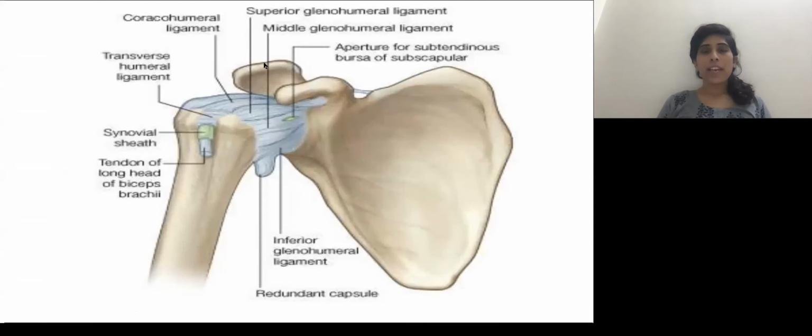We have the ligaments, that is the glenohumeral ligament and the coracohumeral ligament. Then we have capsules, and as it is a synovial type of joint, we have the synovial sheath. Okay, so superior glenohumeral ligament, middle glenohumeral ligament, inferior glenohumeral ligament, then we have the coracohumeral ligament, and we have the superior joint capsule.